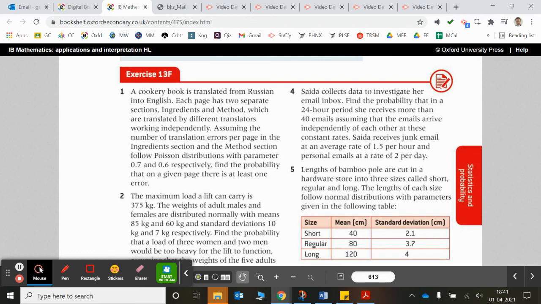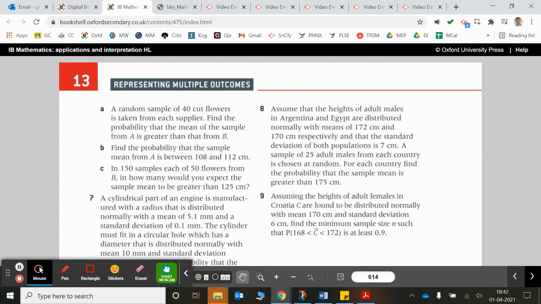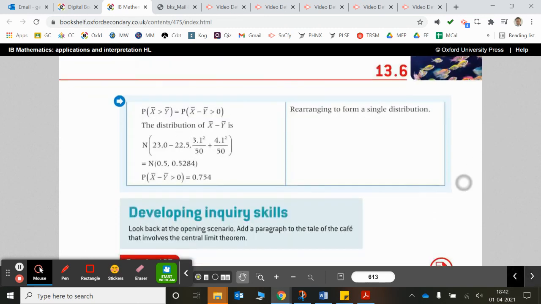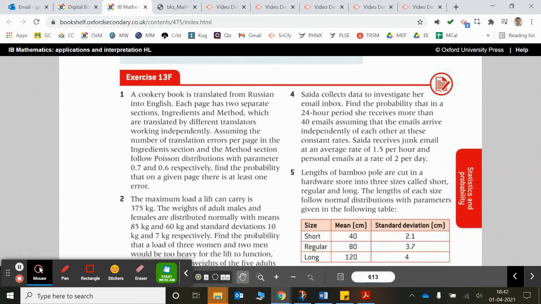Okay, there we go. So have a go at exercise 13F. That's the last one in chapter 13. This is good to get good at because the central limit theorem also turns up in unit 14 as well.